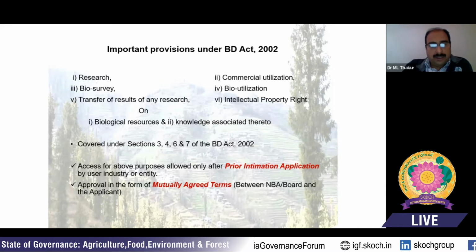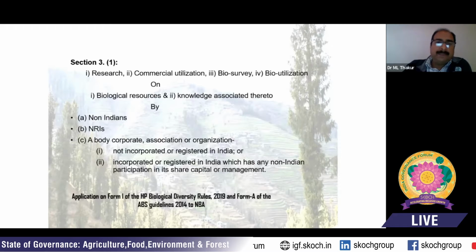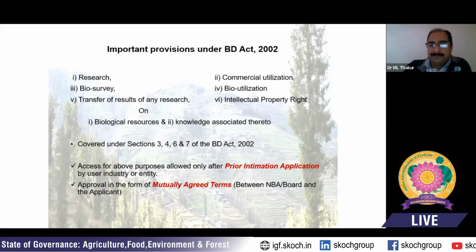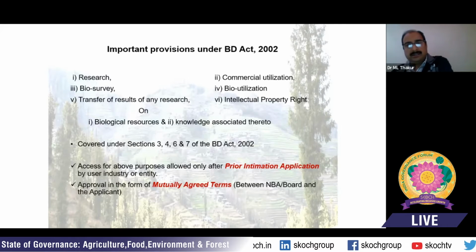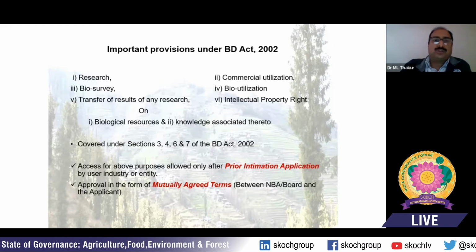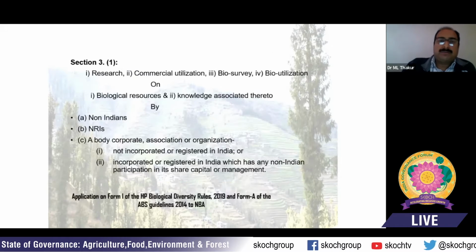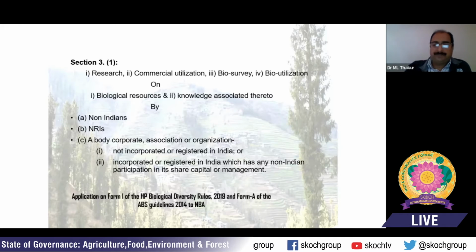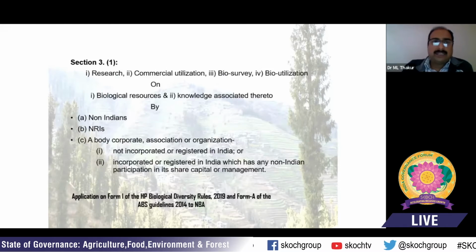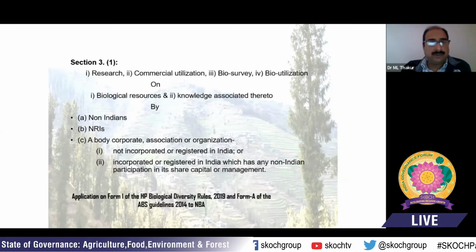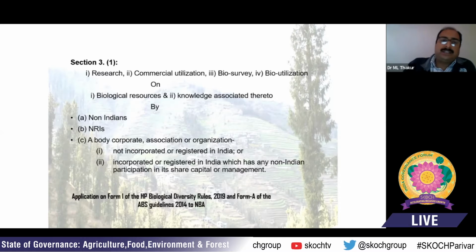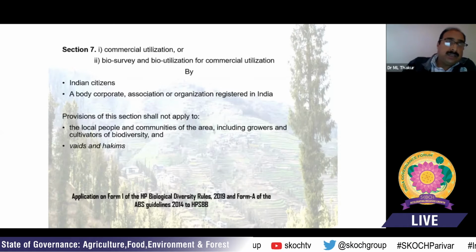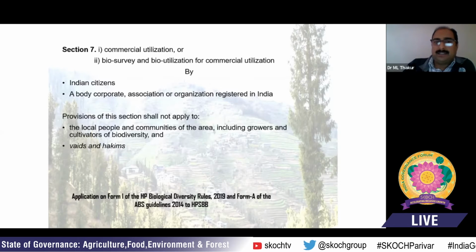And the approval that is granted is in the form of a mutually agreed term that is signed between the State Biodiversity Board, which is working under the Department of Environment, Science and Technology, and the applicant industry, so that the applicant industry does not get discouraged while using the biological resources or while getting the approval for commercial access to biological resources. These are some of the provisions: Section 3 provides for the commercial utilization or the research by non-Indian entities. That is covered. Section 7 provides for the commercial utilization and research for commercial purposes by Indian citizens.